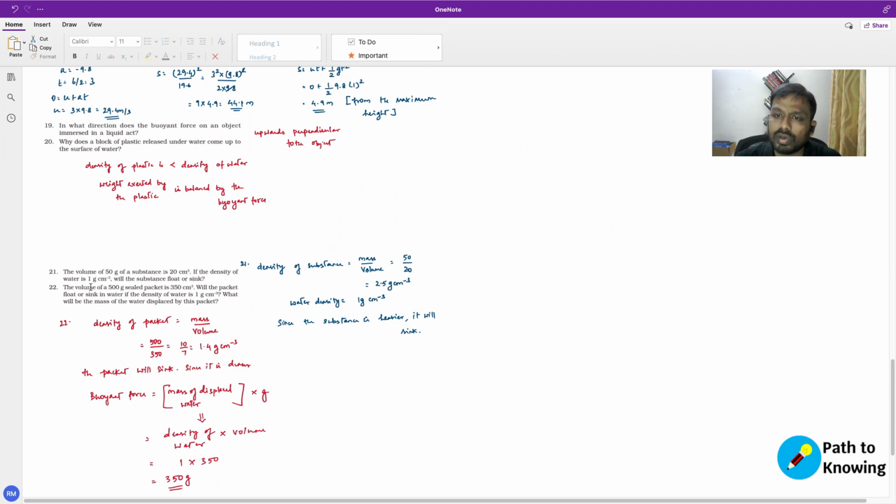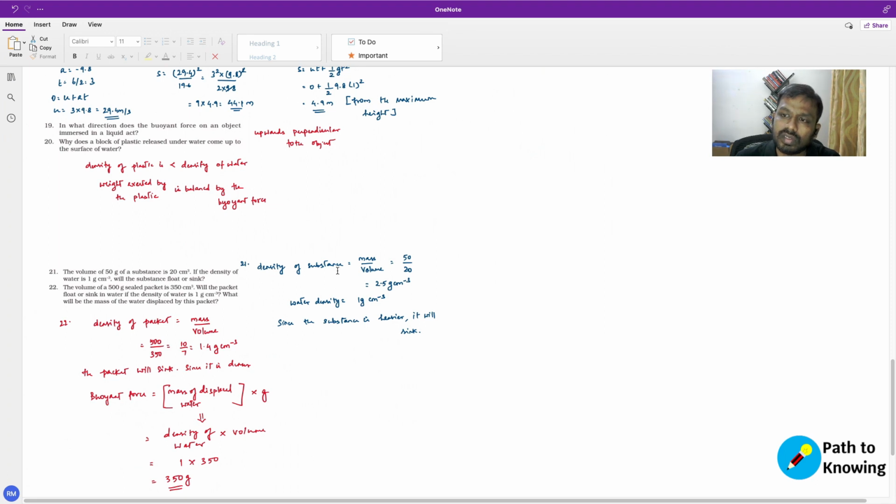So we know the density of the water to be 1 gram per centimeter cube. For the object to actually sink, the density of that object should be more than the density of the fluid. If the density of the object is more than 1 gram per centimeter cube, it will sink, right? Because the buoyant force will be less than the weight of that object.